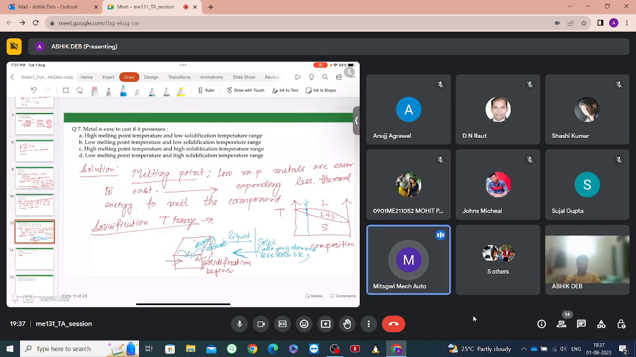Sir, so the correct answer is low melting point and high solidification temperature. So, are you understanding this problem? Did you understand that the alloying elements are getting segregated and it results in a heterogeneous structure? This thing that is happening here. Yes, sir. So, why does this happen? If this L plus S region did not exist, would such a heterogeneous structure form?